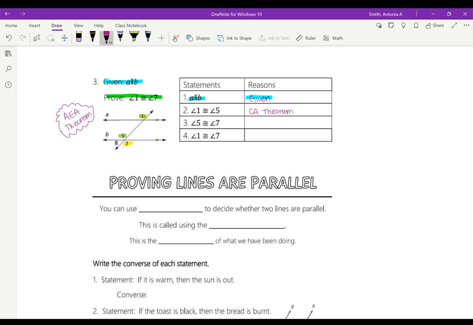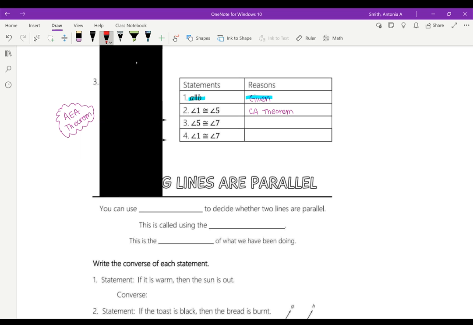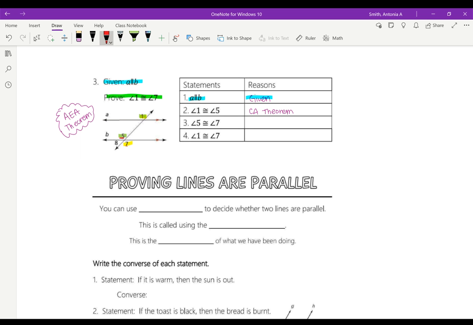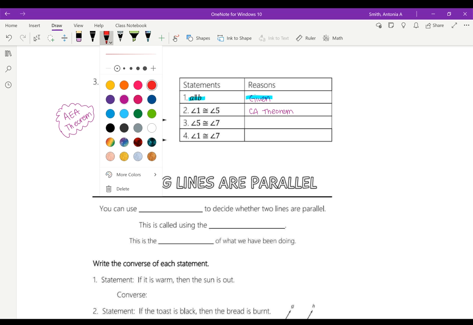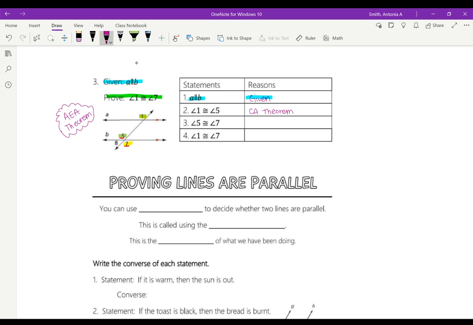Now let's look at number 3. Number 3 says angle 5 is congruent to angle 7. I'm going to use a different color here. Here's angle 5, here's angle 7. Do those have a relationship that we already know? Yeah, those are vertical angles. And we know that vertical angles are congruent.